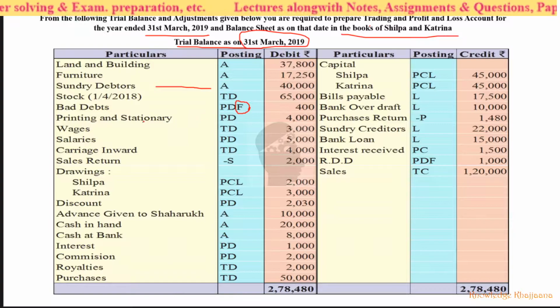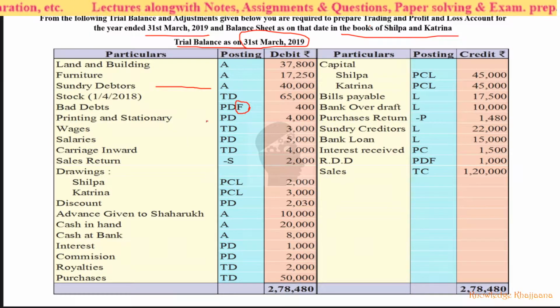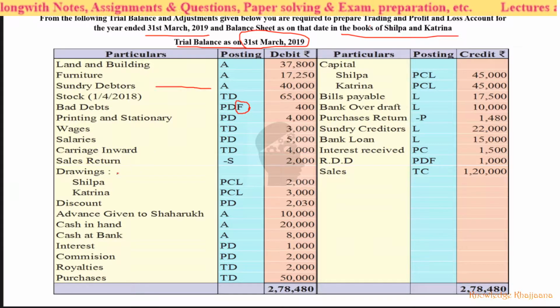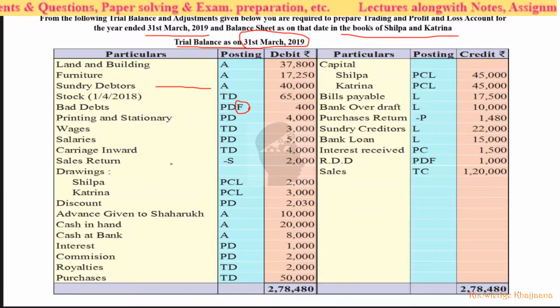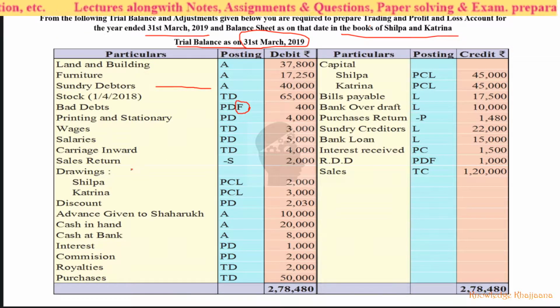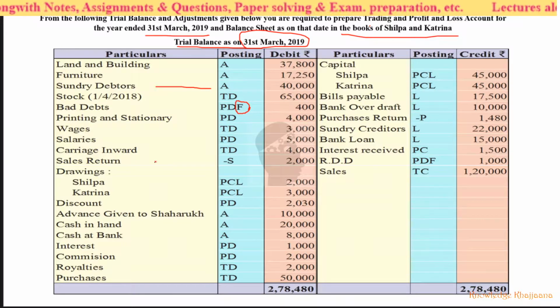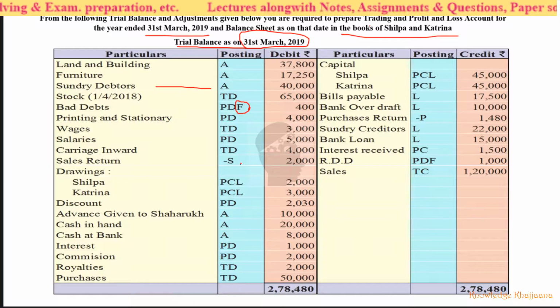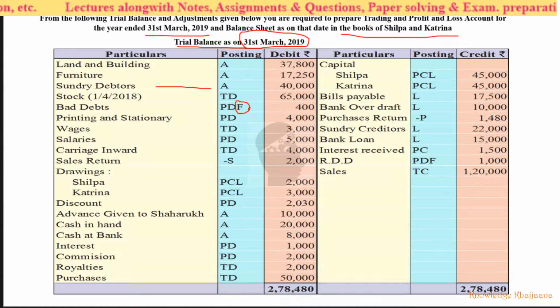Okay. Now next, printing and stationery, profit and loss account debit side. Wages, trading account debit side. Salaries, profit and loss account debit side. Carriage inward, trading account debit side. Sales return. See, sales return means those to whom we have sold have returned the goods. So it is minus sales. Minus sales means you have to deduct that amount from the amount of sales.